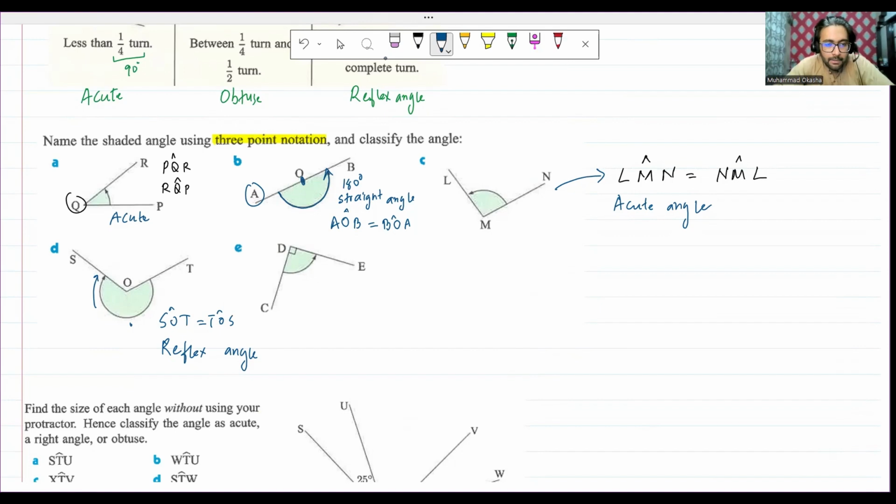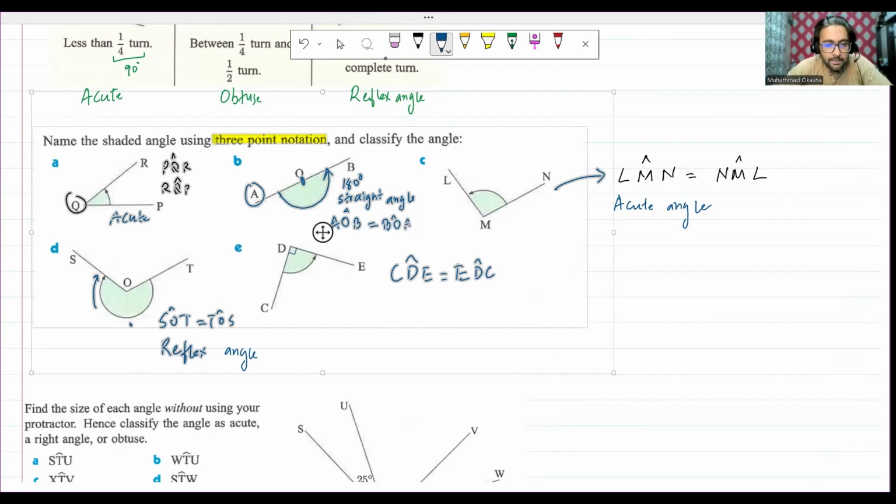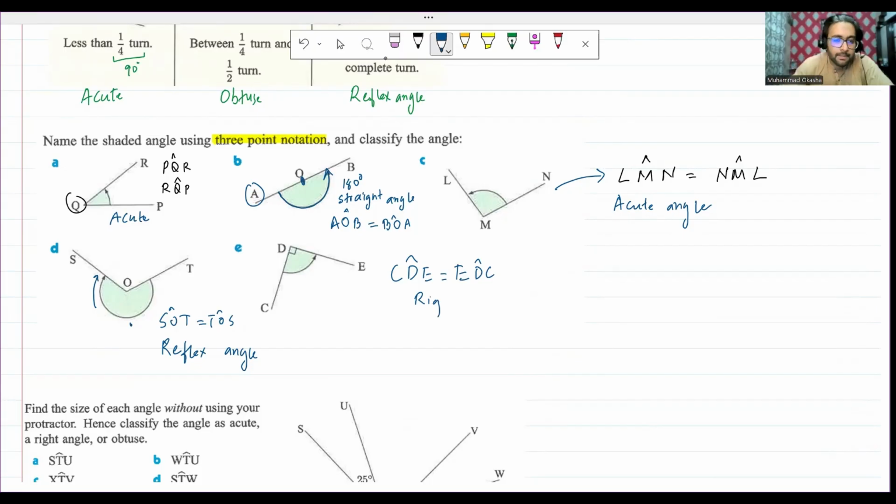This one, part E, you can give it a name. I would encourage you to take a pause and try naming it by yourself. You can say it's either C, D, E, or you can start from E. So it's going to be E, D, C. And this thing in the middle shows that it is 90 degrees. The square that you see over here means that this is a right angle of 90 degrees.